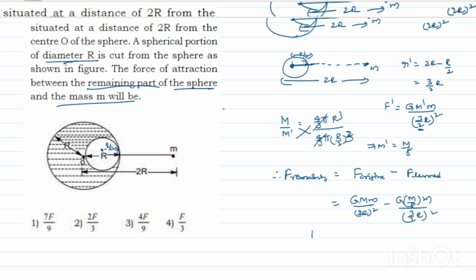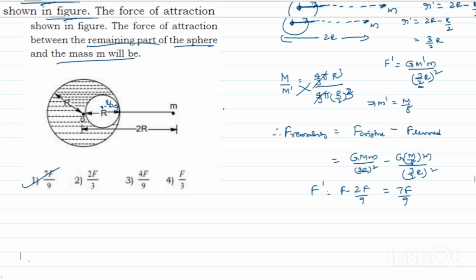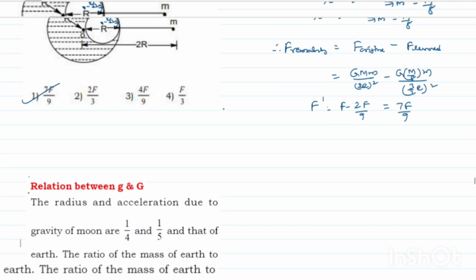So when you are simplifying this one, F remaining, this is F dash, which will be equal to F minus 2F by 9, which is nothing but 7F by 9. So 7F by 9 is the correct answer. Let us see the next question, students.